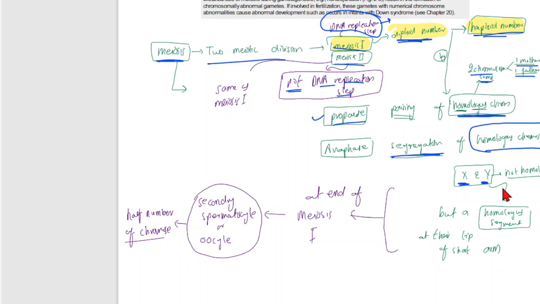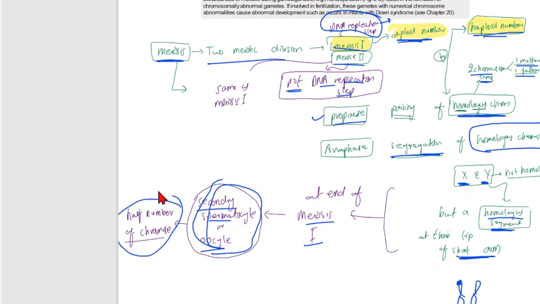X and Y are not homologous, but there are, for example, this is X and Y. They are not homologous, but they have homologous segment present. There are homologous segment at the tip of the short arm. Okay, at the end of meiosis 1, when meiosis 1 completed, they form secondary spermatocyte or oocyte. Secondary spermatocyte or oocyte have half number of chromosome. Actually, it have half number of chromosome. You have to understand this.